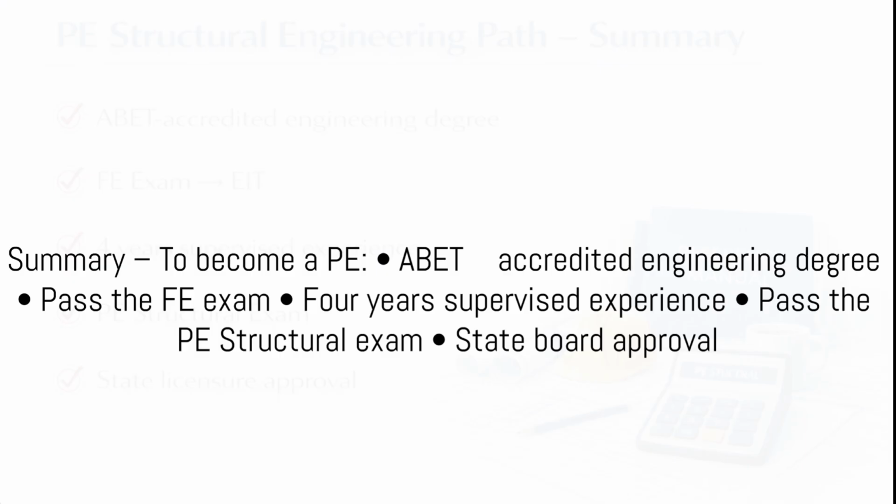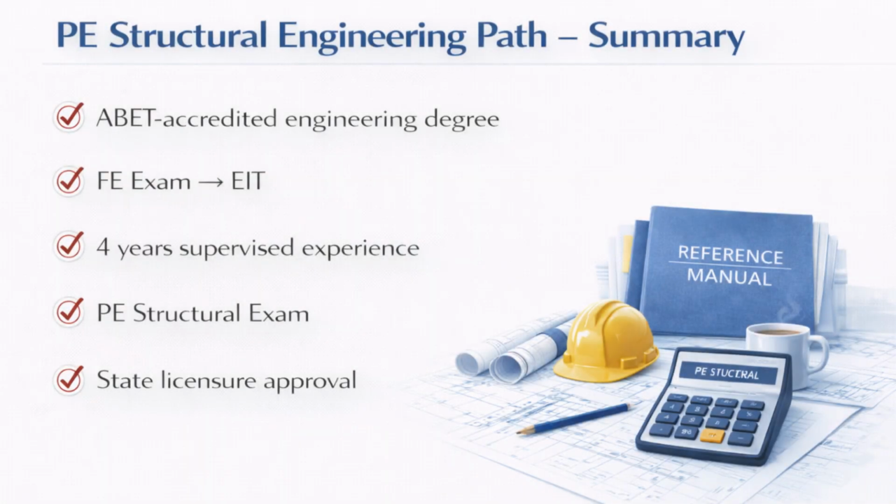To summarize, becoming a licensed structural PE requires an ABET-accredited engineering degree, passing the FE exam, gaining 4 years of supervised experience, passing the PE structural exam, and approval from your state licensing board. It's a challenging path, but one that leads to professional authority, career growth, and public trust.